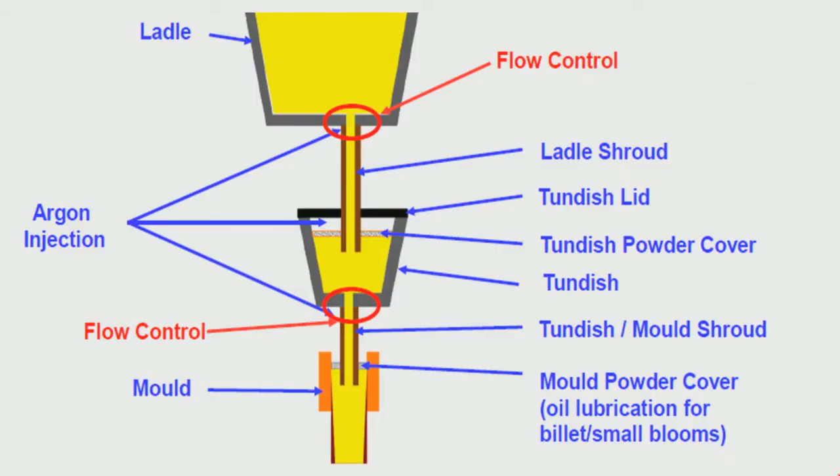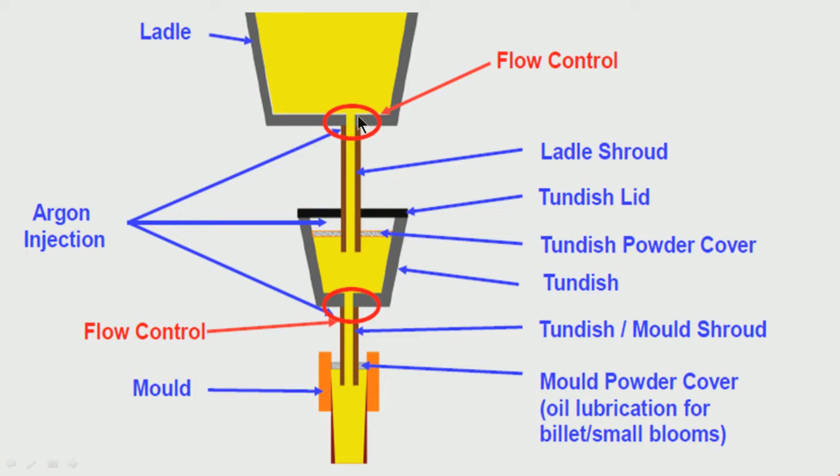So, first, as I was telling, from the Ladle liquid steel is coming down to the Tundish. There is a flow control, because liquid steel cannot drop on its own, the flow has to be controlled. How much liquid steel flow velocity you want from Ladle to Tundish, that is important. So, there is a flow control at the bottom, and there may be a flow control device like a slide gate.